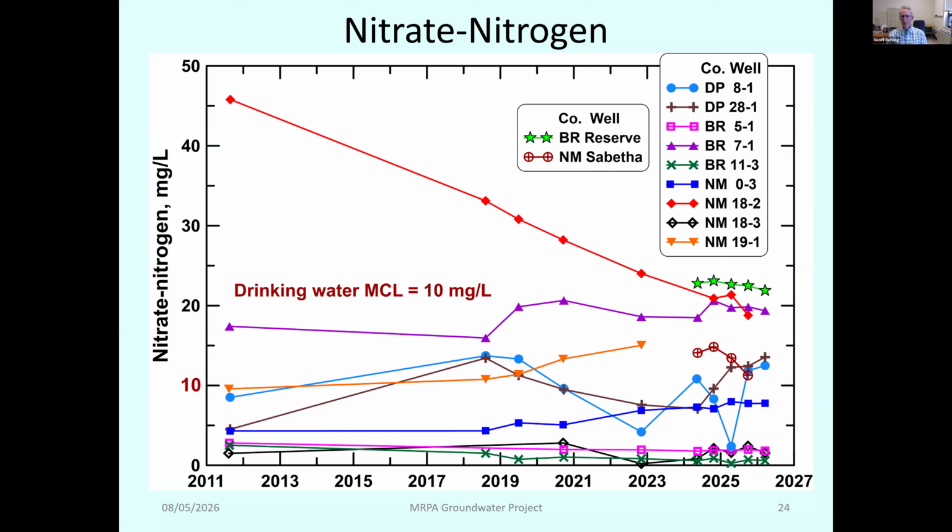Now, interestingly enough, we have this well in Nemaha County that, when the USGS first put in the well, was very high. We can see it was above 45. In other words, like 4.5 times the drinking water standard. And it has been decreasing with time.